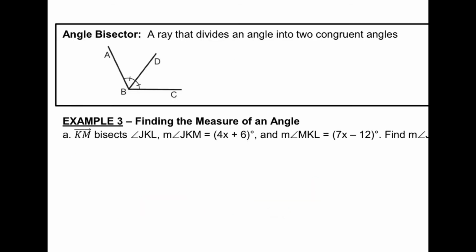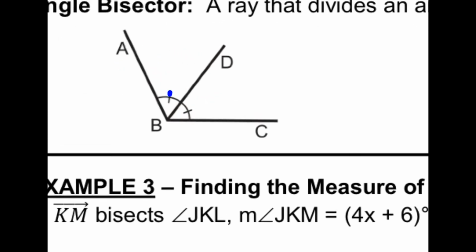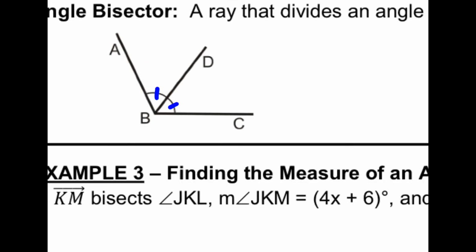An angle bisector is a ray that divides an angle into two congruent angles, and we indicate that congruency with these little hash marks, that those two angles are equal. So for example, if this was 60 degrees, then this one would also be 60 degrees.